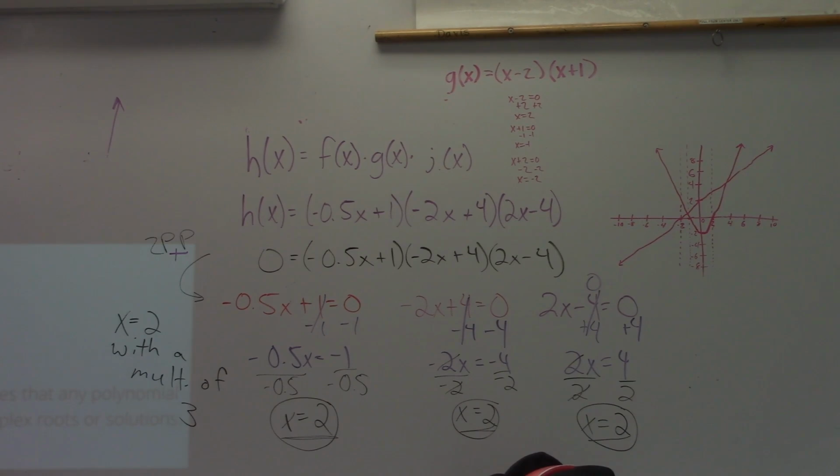Fundamental theorem of algebra, okay? This is the really technical way to say it, but the fundamental theorem of algebra states that any polynomial equation of degree n must have exactly n complex roots or solutions. Now, when we say complex, that means those numbers could be one of two things. They could be imaginary or real. Your complex numbers are the real numbers and the imaginary numbers.